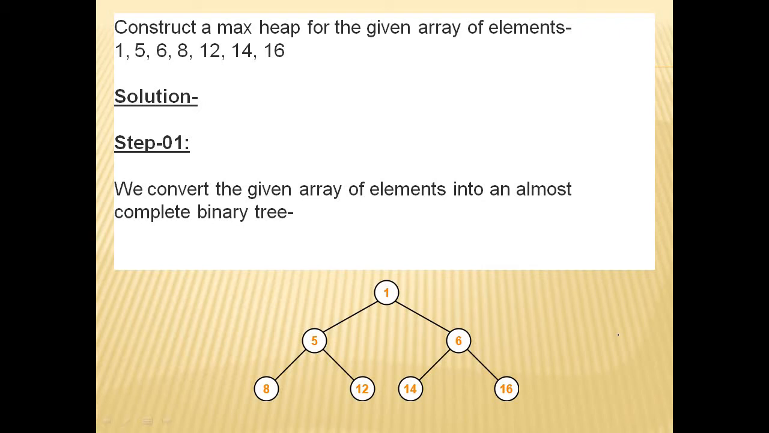So based on the given elements, we constructed a binary tree. So this is the first element. First element is 5. Second element is 1. Third element is 6. Fourth one is 8. Fifth one 12. Sixth one 14. Seventh one 16.